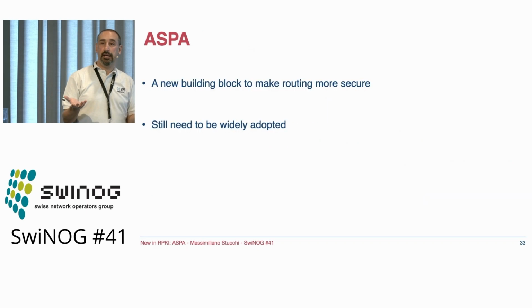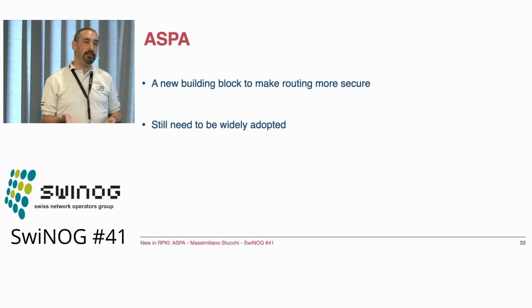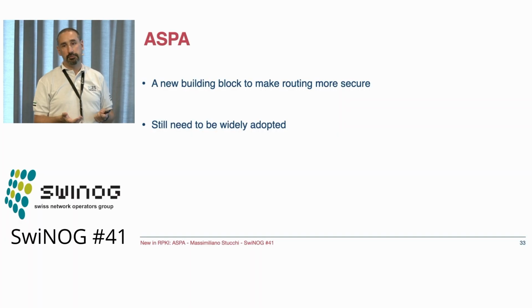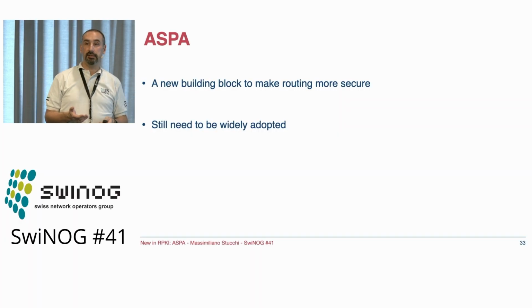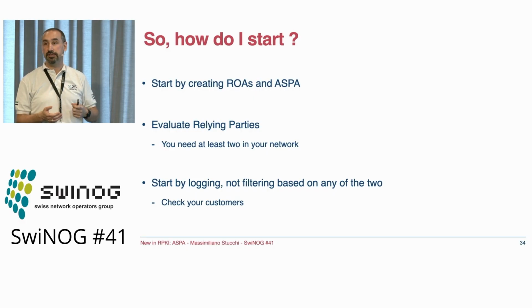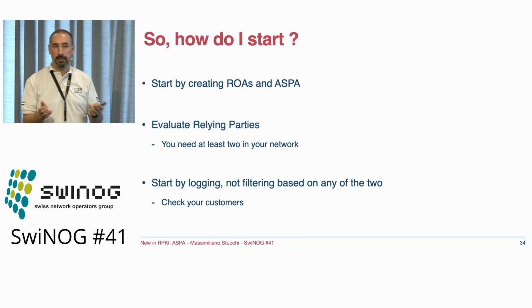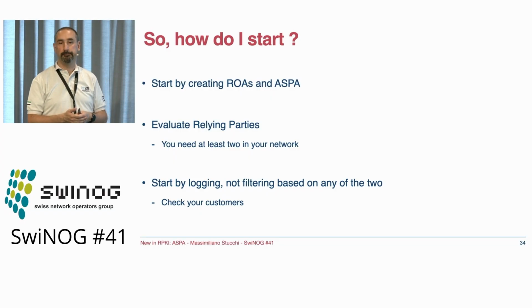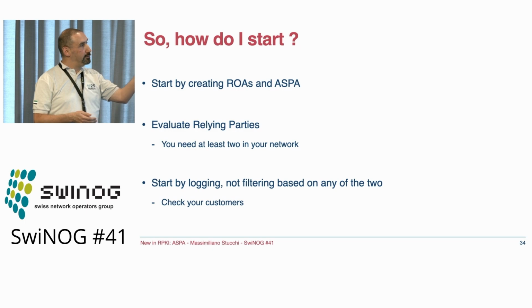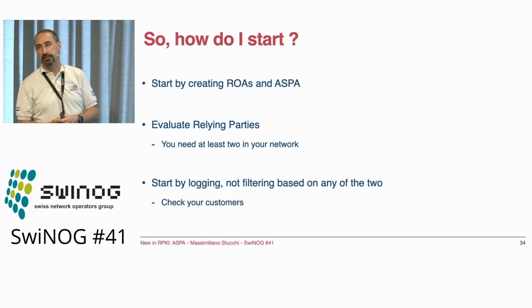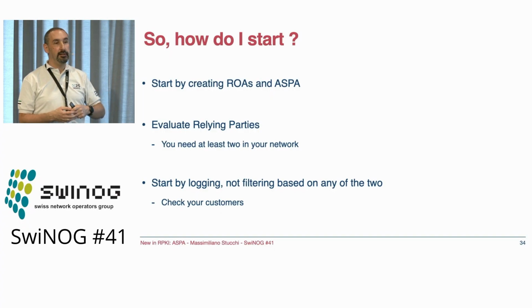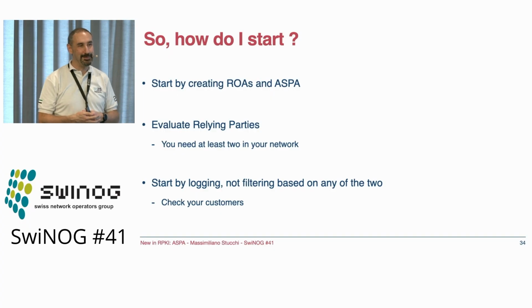So what is ASPA in the end? It's a new building block, a new thing you can have in RPKI. It helps making routing more secure. It still needs to be widely adopted, but where can you start? I would start by creating your ROAs and your ASPAs. That's relatively easy. You just have to log into your RIPE-NCC portal, and then you go into routing security, and then you create those objects. It really takes like 5 minutes. I just did it. Well, 2. 5 if you have to figure out how to do it, and you have never logged in.